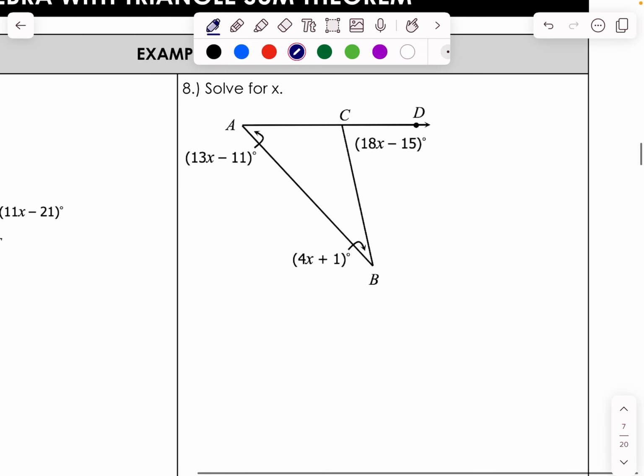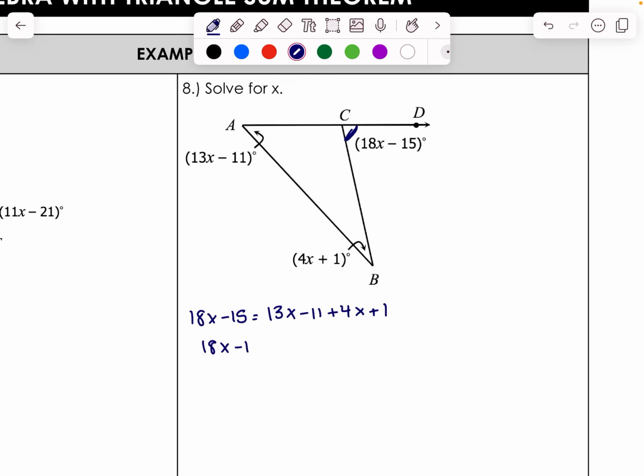Okay. Number 8, we do have an exterior angle here. So this angle is my exterior, and that is going to equal my 2 interior angles added together. Okay, so on the right side, I need to combine those like terms. So I get 18x minus 15 equals 17x minus 10. Okay, I subtract the x over 17x, I get x, add 15, I get positive 5.